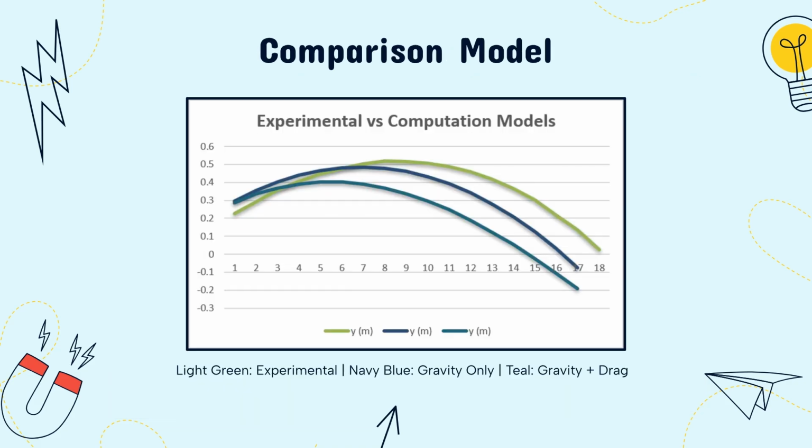This graph shows all three trajectories together on one plot. The light green is experimental, the navy is gravity only, and the teal is gravity plus drag. You can see the experimental curve tracks the gravity only model almost exactly in the same shape and landing point, while the drag model clearly falls short, predicting both a lower max height and a shorter range than what I actually observed.